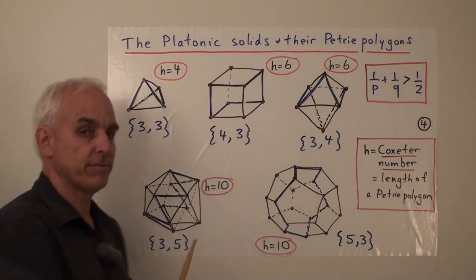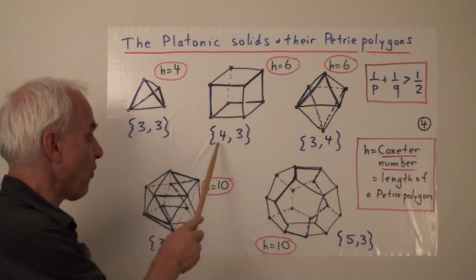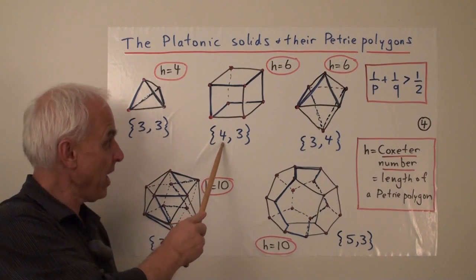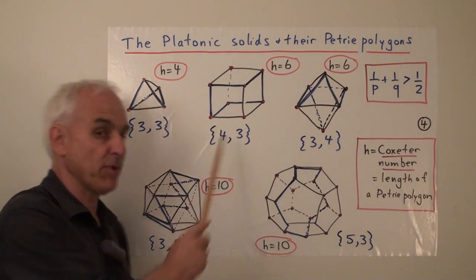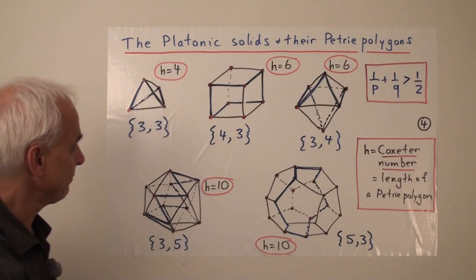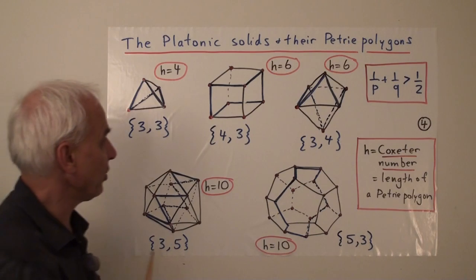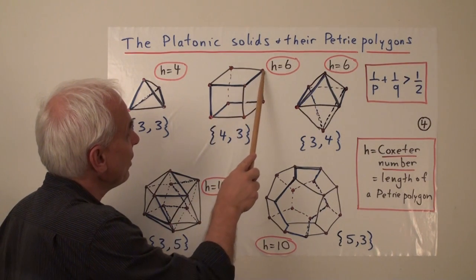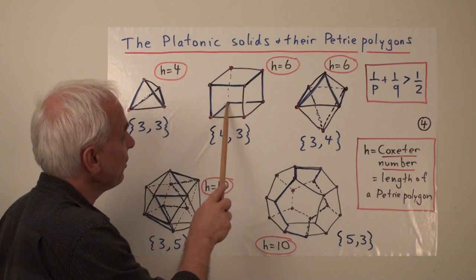Here is a cube whose Schläfli symbol is {4, 3} because it consists of squares, which are 4-gons, and at every vertex there are 3 of these squares which meet. And what does a Petrie polygon look like? It looks like this. From here to here, to here, to here, to here, to here.